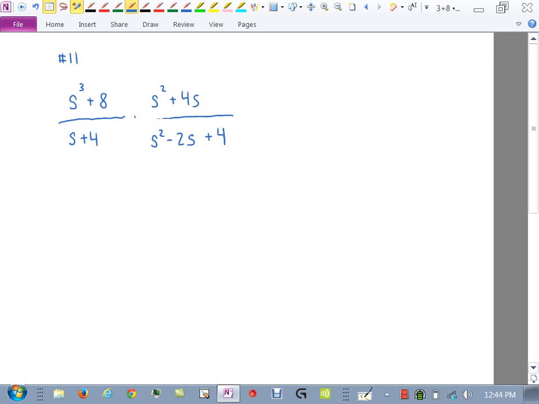This okay? All right, so again, we have multiplication of 2 rational expressions. So we're going to take a look at top left, bottom left, top right, bottom right. And we're going to try and factor each of those. Let's start with the top left.